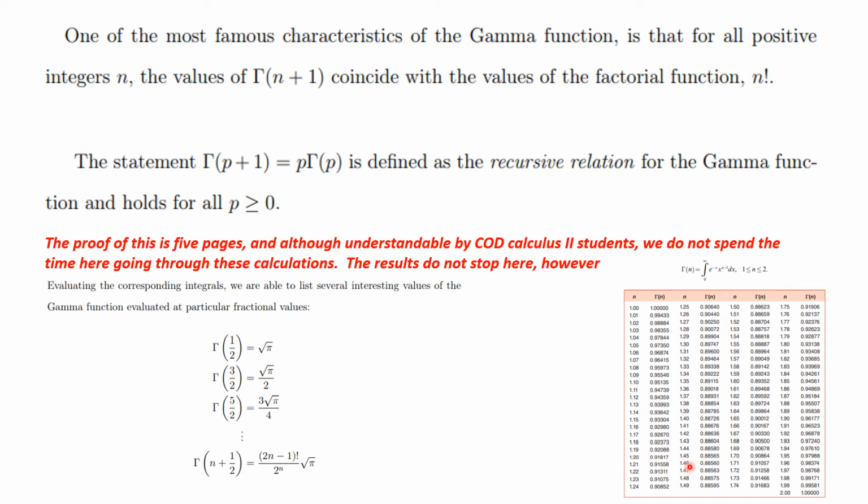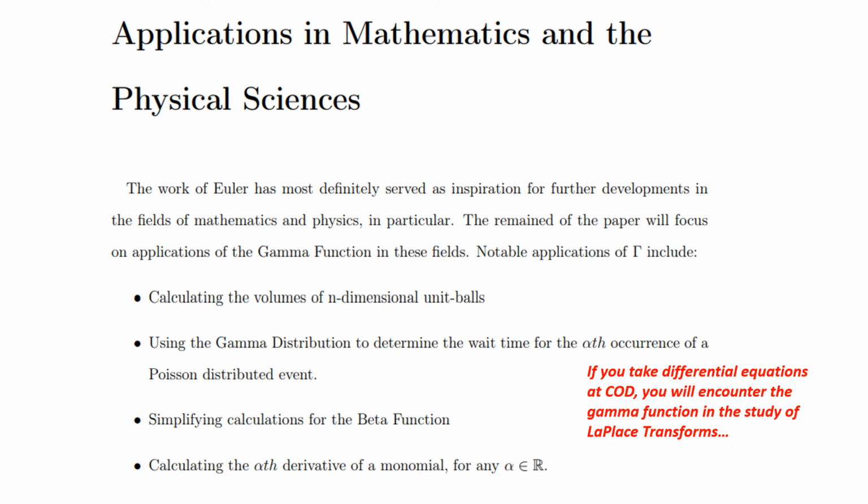And there are tables that applied mathematicians use for gamma functions. And here's an example of an excerpt from such a table. This really is important stuff, and it's based on many of the things that you've learned. It has many applications in mathematics and the physical sciences. You can calculate volumes of n-dimensional unit balls.